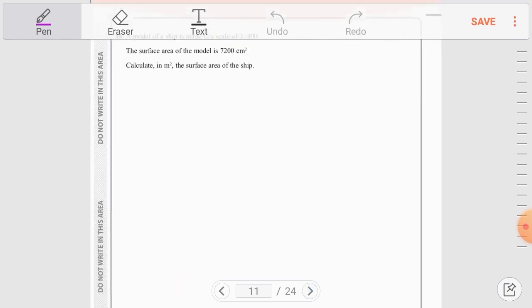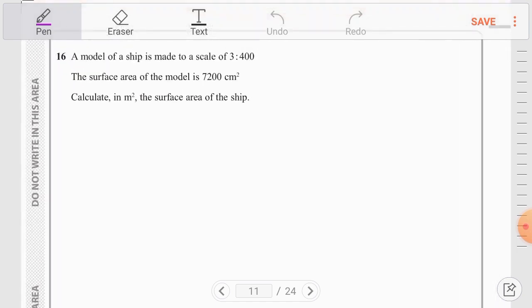Question number 16. A model of a ship is made to a scale of 3:400. The surface area of the model is 7200 centimeters squared. Calculate in meters squared the surface area of the ship. So the surface area of the model is given and it wants you to find the real surface area of the ship. At first, we need to convert this centimeter squared into meter squared because our question has asked us to find our answer in meter squared. So we'll do that first.